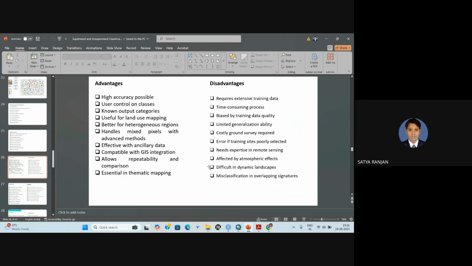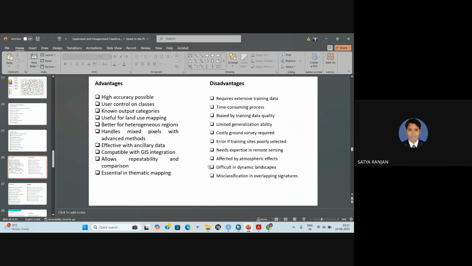Training data means the user's sample data, any user land use land cover or water body sample data. It has limited generalization ability, a costly ground survey is required, and errors occur if training sites are poorly selected. So if the training site is wrong, then it gives wrong information. Suppose we give the input of a water body pixel and tell the system that it is forest land, then it gives wrong information.